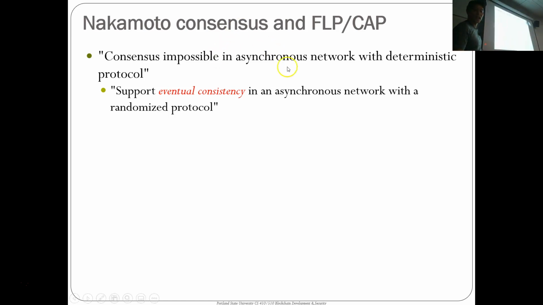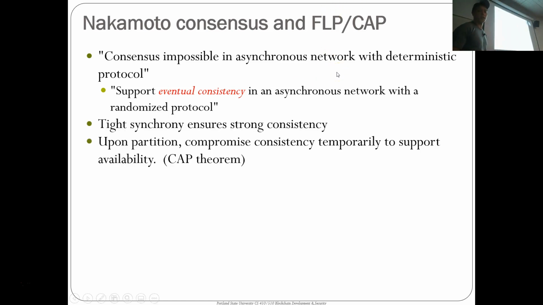And I'm going to do it in a mostly asynchronous network, or mostly synchronous network, I should say. So it does handle some asynchronous operation. And I'm going to do it with a randomized protocol. And this is the real innovation. This is someone thinking outside of the box, saying, hey, I want to do something that tweaks this idea in a special way. So in this system, you must have tight synchrony between all of the nodes. So all of the nodes, meaning all the people storing a version of the blockchain. You have to have tight synchrony between them in order to guarantee strong consistency.